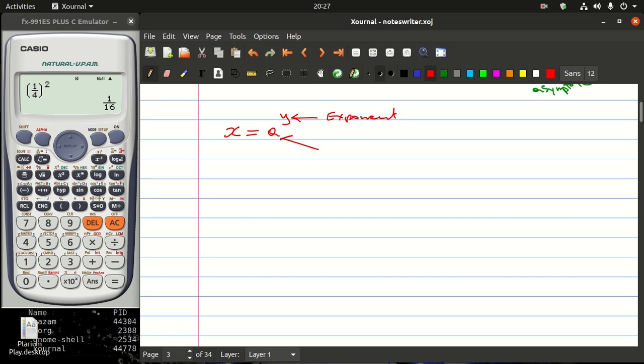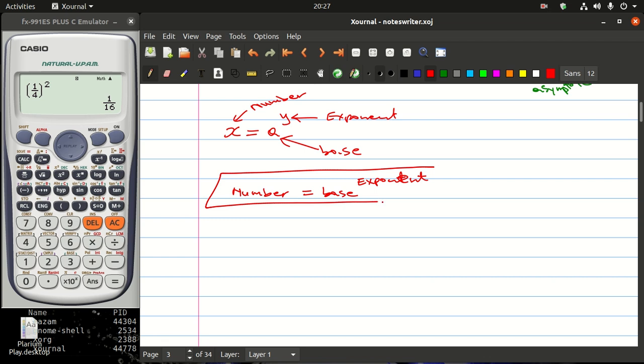And this one here is the base. And this one here, I just want you to call it a number. Right, so we have a number is equal to base to an exponent. So this is what we'll be using throughout from now on.